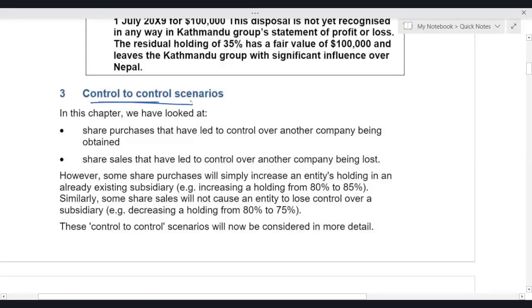The very important point is control to control scenario means your subsidiary will remain your subsidiary. Repeat. Control to control scenario means subsidiary remains subsidiary. When the subsidiary remains subsidiary, whatever the gain or loss comes, can I say that goes to other component of equity?